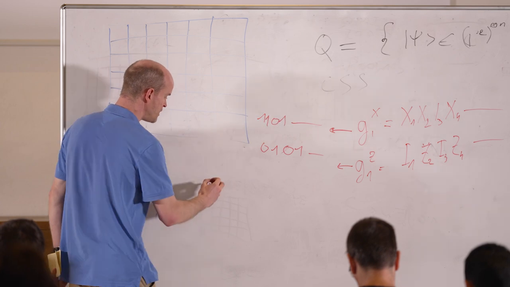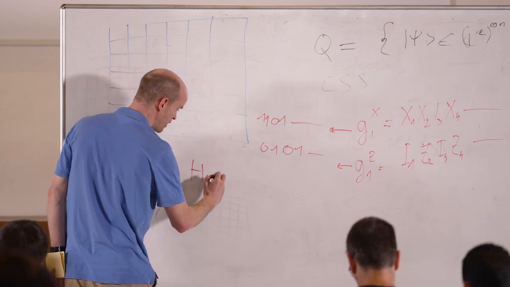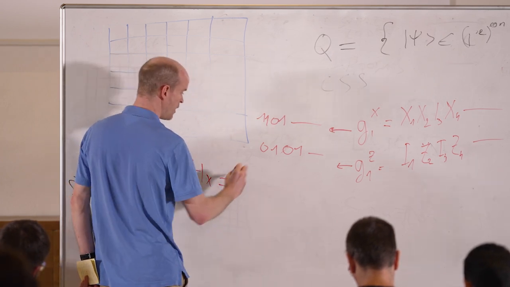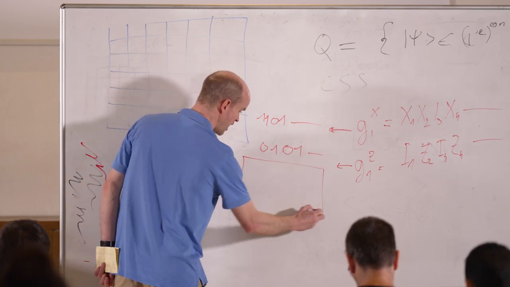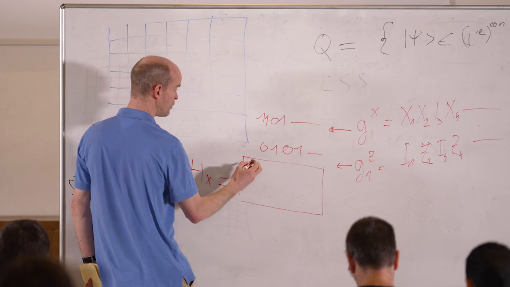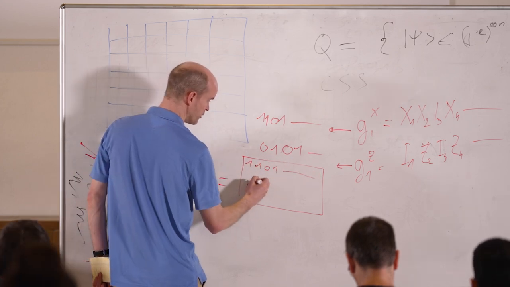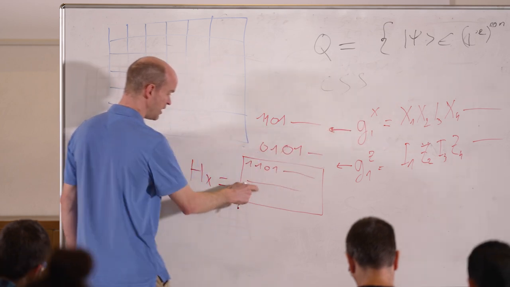And now what I can do is put all these things in some matrices. So I can define two classical parity check matrices, the binary ones. For HX, I will put all the GIX. So I will put 1, 1, 0, 1, and so on, all the GIX in the first matrix.